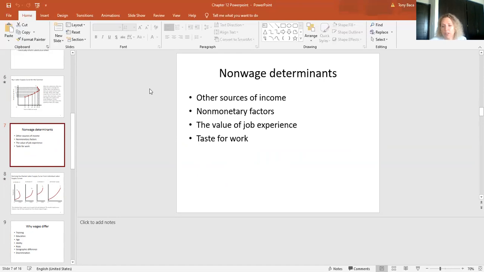Non-monetary factors. What would you say would be some non-monetary factors? For some reason, I am having trouble seeing my chat. Somebody just tell me. What are some non-monetary factors that would determine how much you would supply to the workforce? I need somebody to chime in.